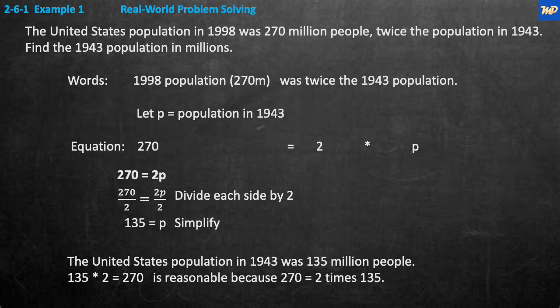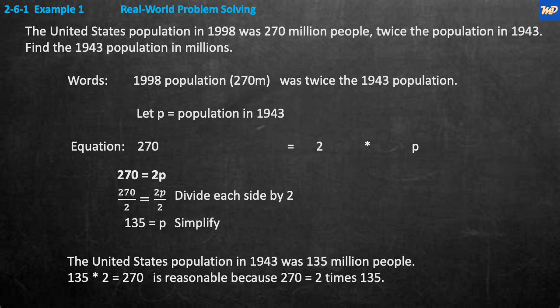Okay, example 1. We've got a real-world problem to solve here. The United States population in 1998 was 270 million people, twice the population in 1943. Find the 1943 population in millions. Okay, so in words, it says in 1998 the population was 270 million, twice the 1943 population.